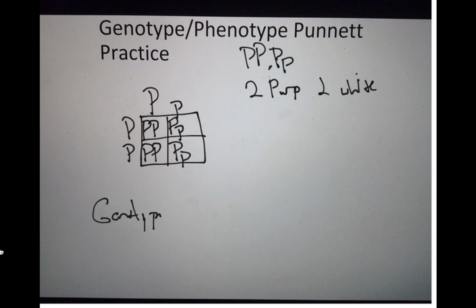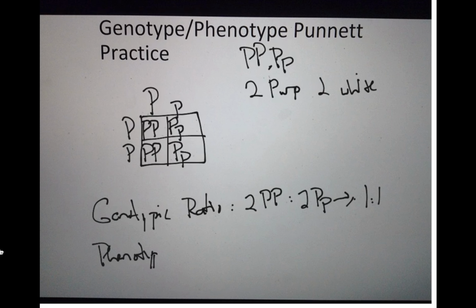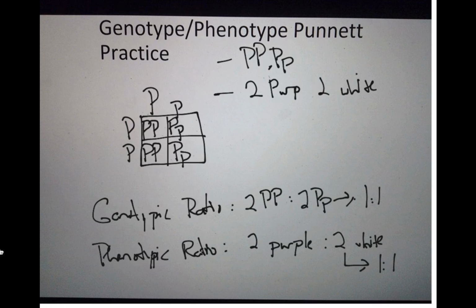Our genotypic ratio is what is the proportion that we have here. So our genotypic ratio here, we have 2 capital capital to 2 capital lowercase, or we could simplify it and just say it's a 1-to-1 ratio. Our phenotypic ratio is going to be pretty similar. We have 2 purple plants for every 2 white plants, which also becomes a 1-to-1 ratio. So genotype, phenotype are the different combinations. Genotype's the different combinations of alleles. Phenotype's what they physically look like, and we can then put them into a mathematical ratio of our genotypic and phenotypic ratios.